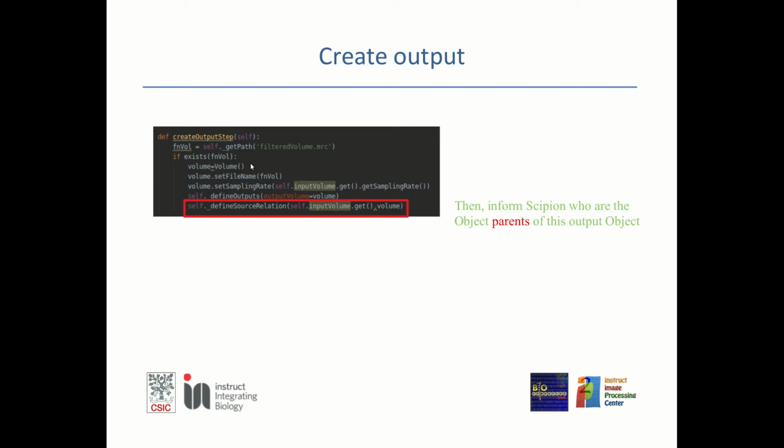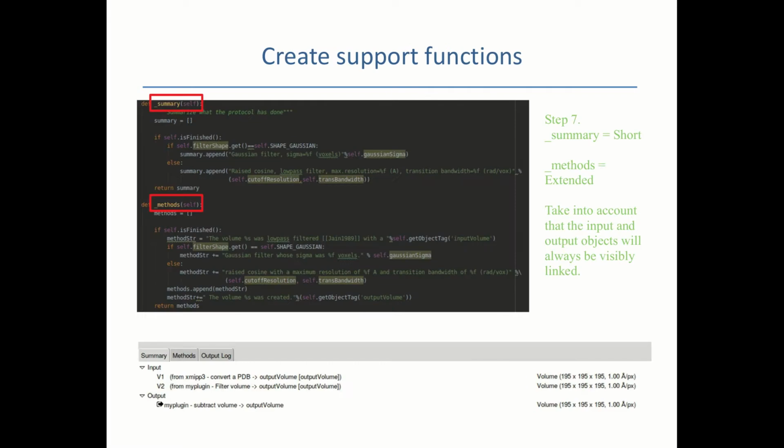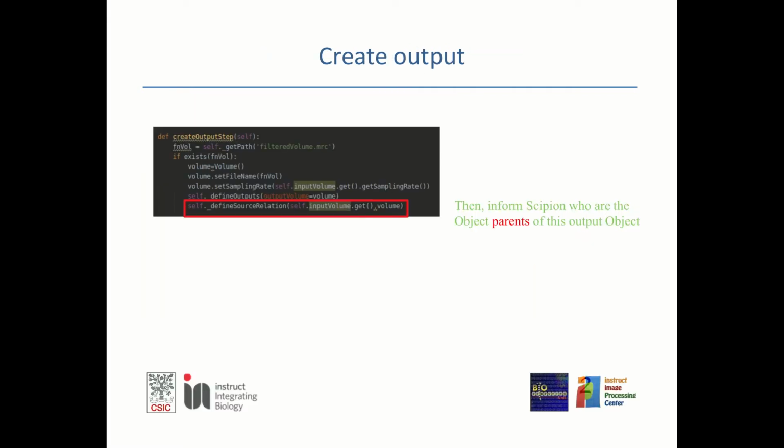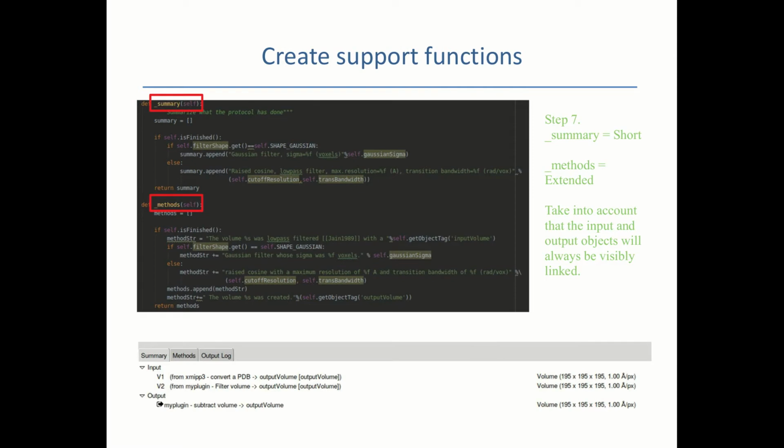And then Scipion will also keep a graph of which are the parents of each one of the objects, and once you point to an object, it knows automatically all the objects that gave rise along the history of the workflow to that particular object. And so in principle we would be done with our protocol. We have implemented the function of the protocol, but then there are a number of support functions that are useful.